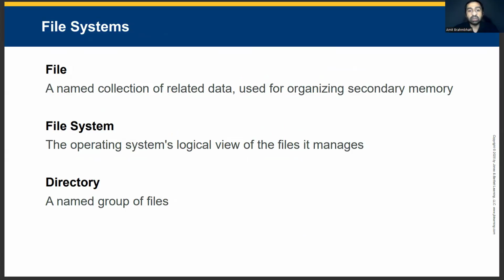There are three key terms here. A file is a named collection of related data. The file system is the OS's logical view of all files it manages, and a directory is a named group of files. Together, these concepts form the structure that lets us store information persistently and retrieve it efficiently.